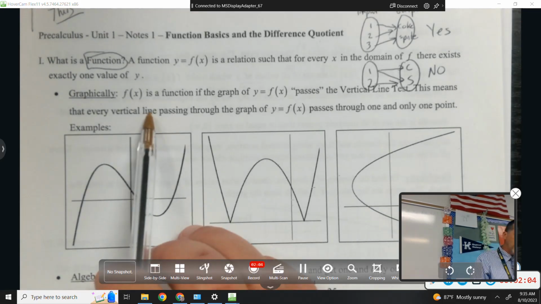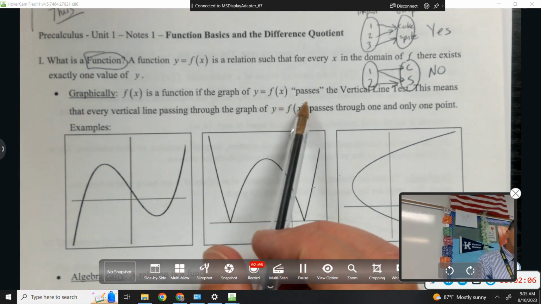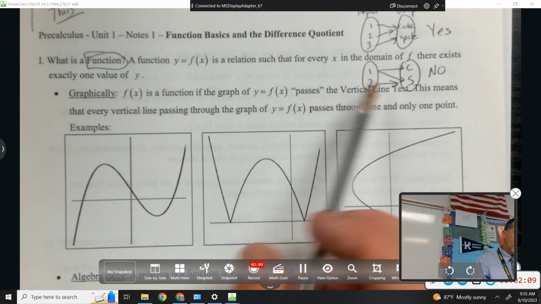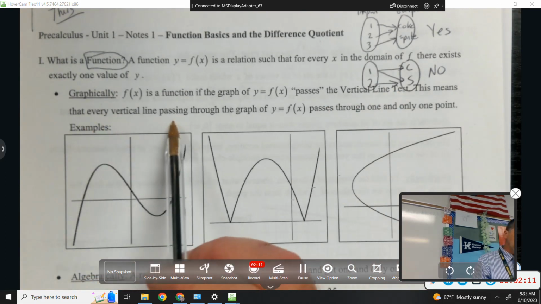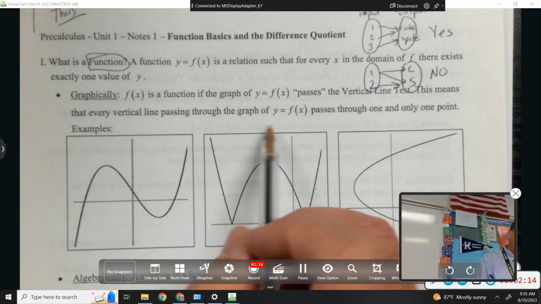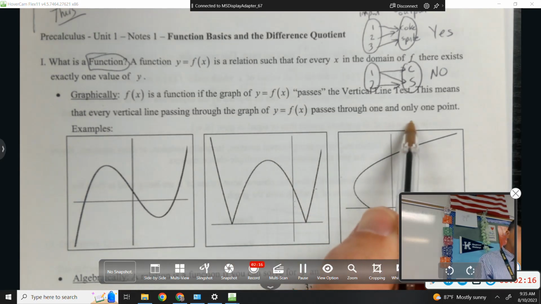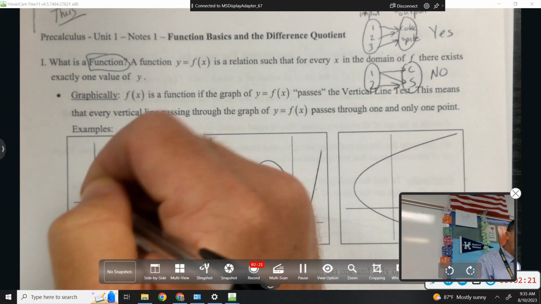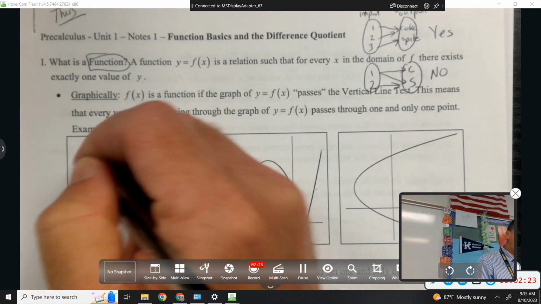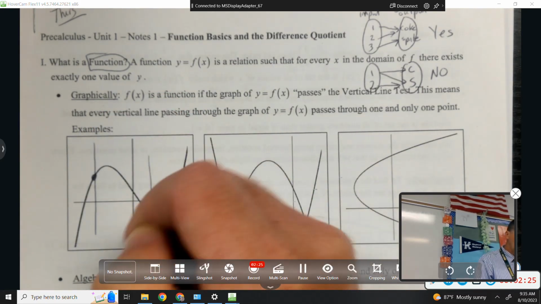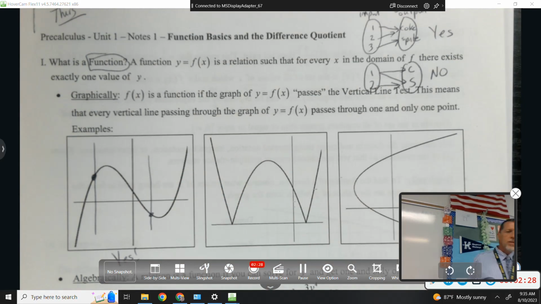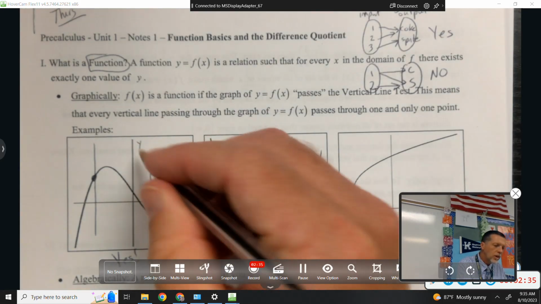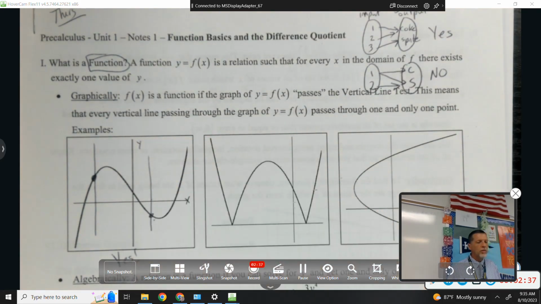Now, graphically, the easy way to tell is the vertical line test. Any vertical line passing through the graph passes through one and only one point. You're familiar with this. So you draw a vertical line, it hits once, that's a yes. Draw any vertical line you like. So that's a function. Remember, x is input, y is output. So any value of x only has one value of y.